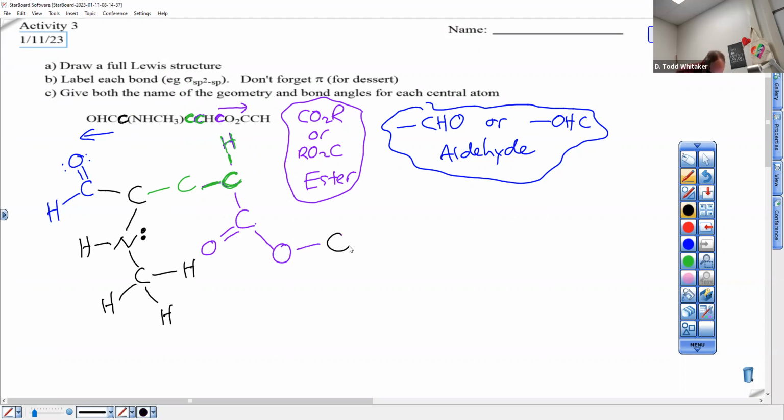Each O needs how many lone pairs? 2 lone pairs. And the C has no H's. The next C has no H's. Oh, it does have an H. Now it's time for pi, isn't it? We'll put pi's all in red.